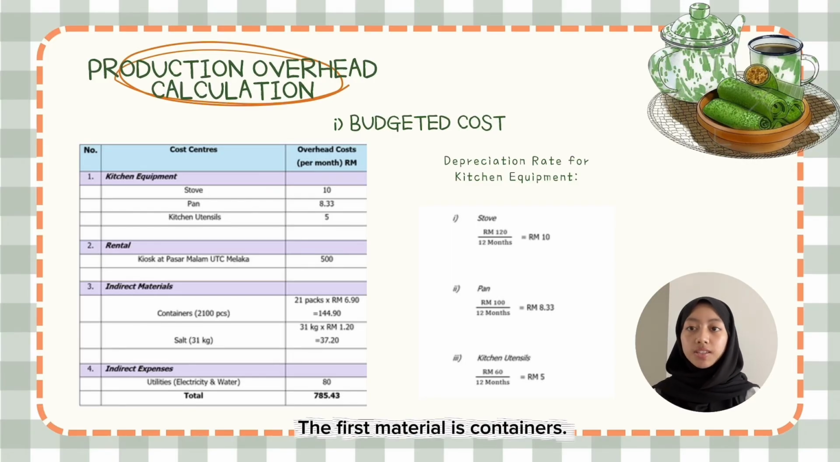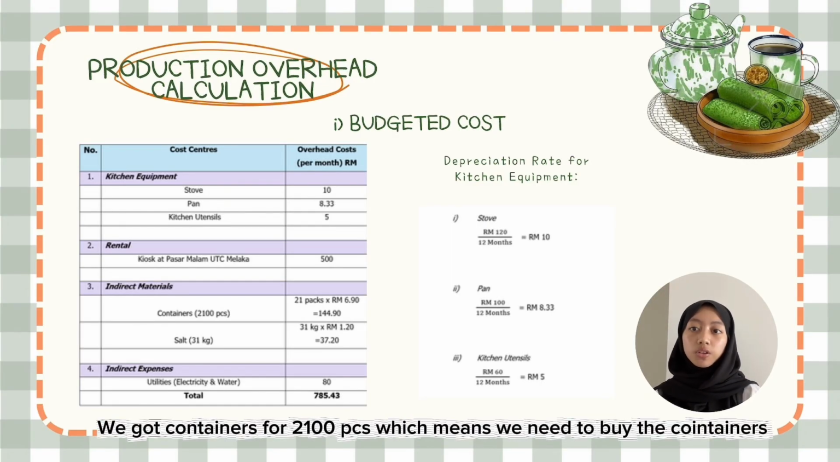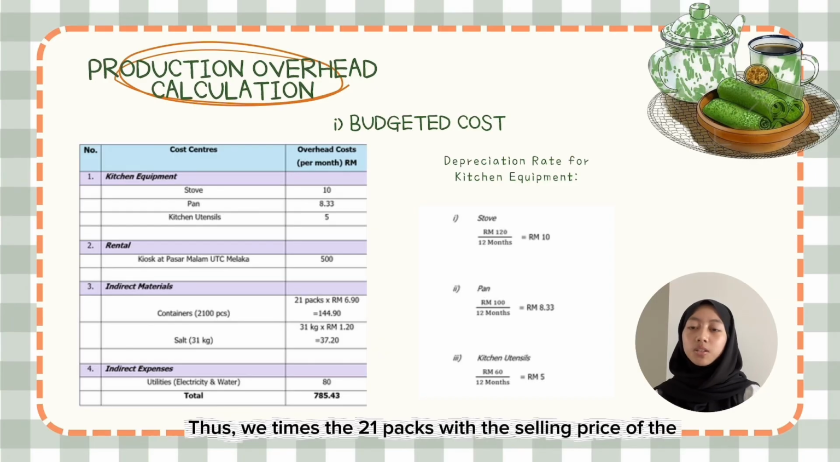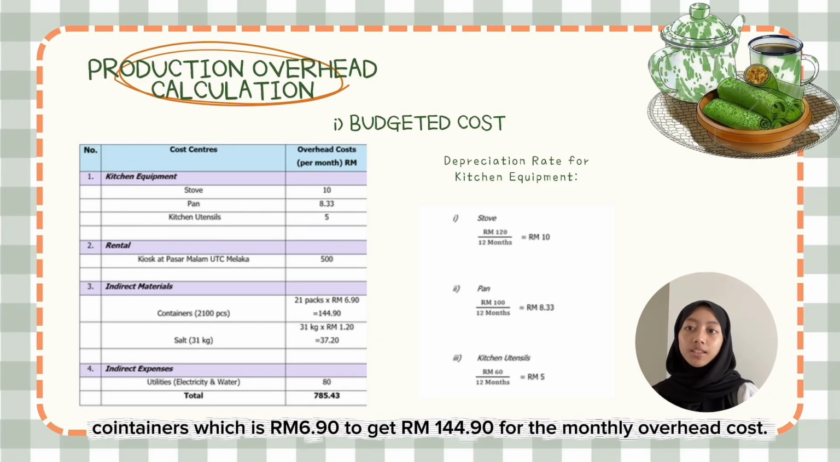The first material is containers. We got containers for 2,100 pieces, which means we need to buy the containers in 21 packs, as each pack contains 100 pieces. Thus, we times the 21 packs with the selling price of the containers, which is RM6.90, to get RM144.90 for the monthly overhead cost.